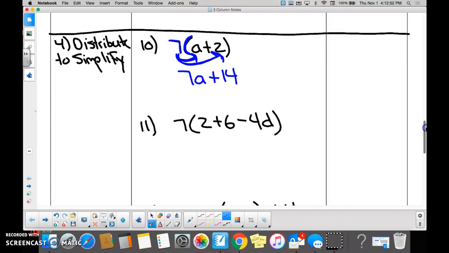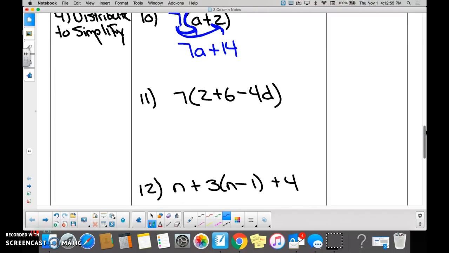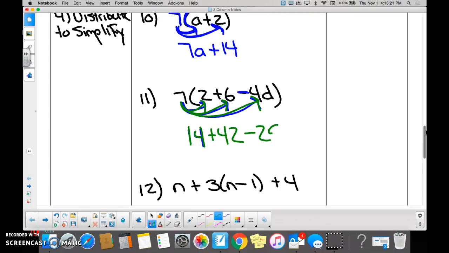Number 11 gets a little bit longer, but nothing all that complicated. If you just think, I want to multiply 7 by 2, I want to multiply 7 times 6, and I want to multiply 7 times negative 4d. Don't forget this negative sign here. So 7 times 2 is 14. 7 times a positive 6 is 42. And 7 times a negative 4d is 7 times negative 4 is negative 28, and we keep our d attached. So my distributive form of problem number 11 is 14 plus 42 minus 28d.